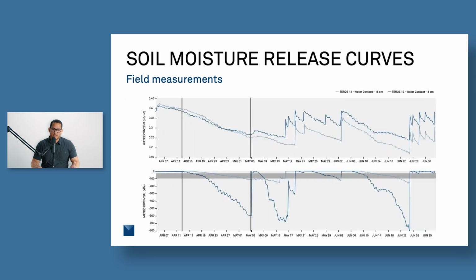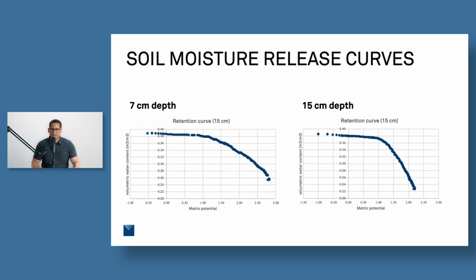And what we get, of course, we have our time series data here. We have the water content on the top and the water potential or the matrix potential on the bottom. And so we had this really nice drying period in April. And so what we decided to do is actually let's take that drying period and actually use those measurements to generate the in situ soil moisture release curve. And this is what that actually looks like. And so you can see what the curve looked like for the 7 centimeter depth, and you can see what that curve looked like for the 15 centimeter depth.